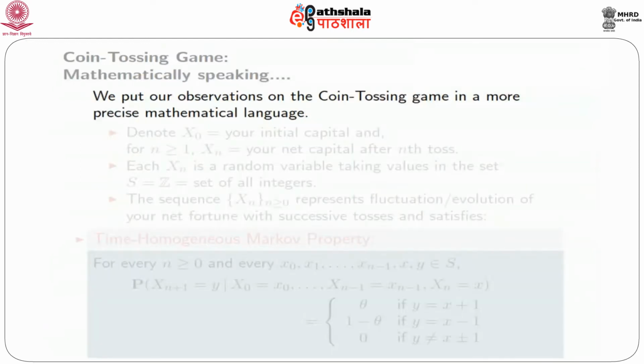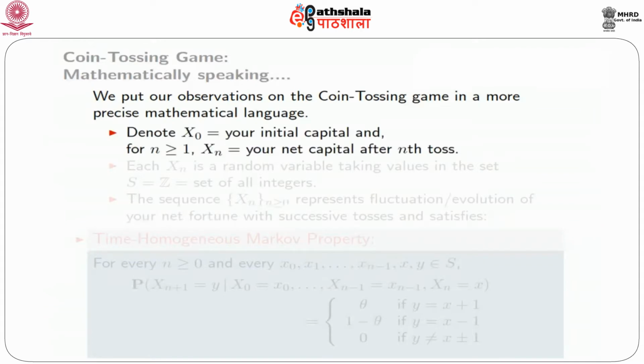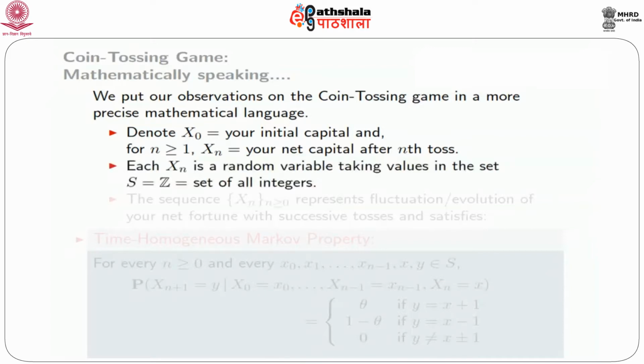So mathematically speaking, let's put the whole thing in mathematical language now. Denote X_0 to be your initial capital, that means the capital that you started with, and for n greater than or equal to 1, let X_n be your net capital after the nth toss. Of course, each X_n is a random variable taking values in the set S, which in this particular case is Z, the set of all integers. That's standard notation.